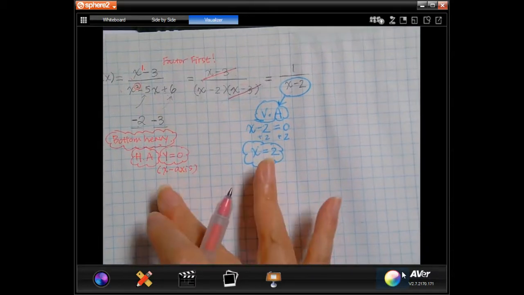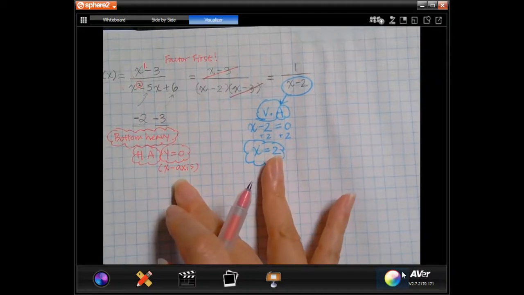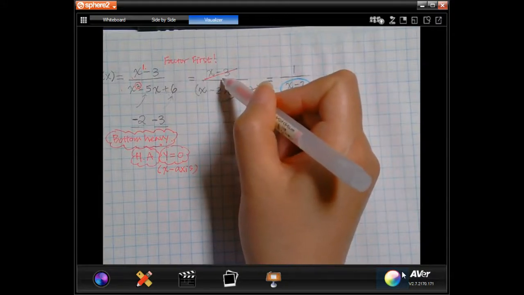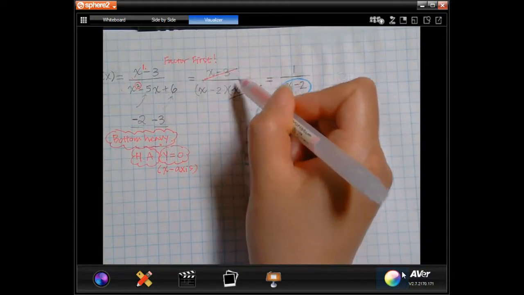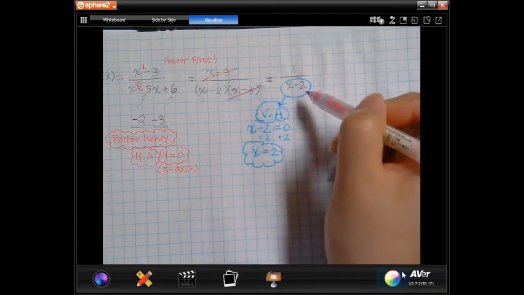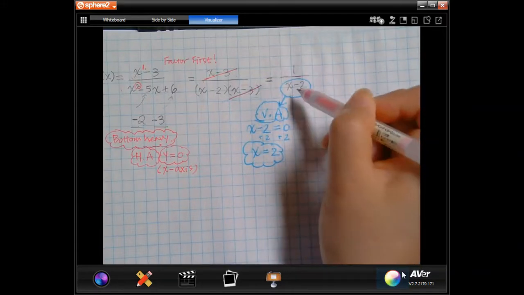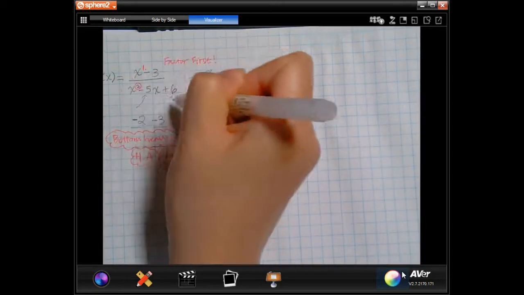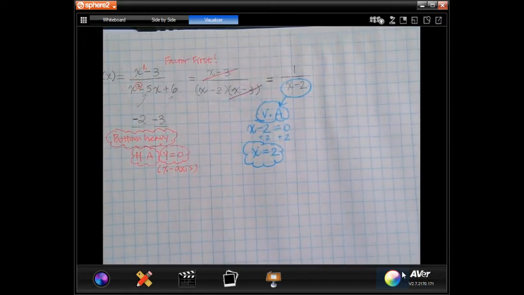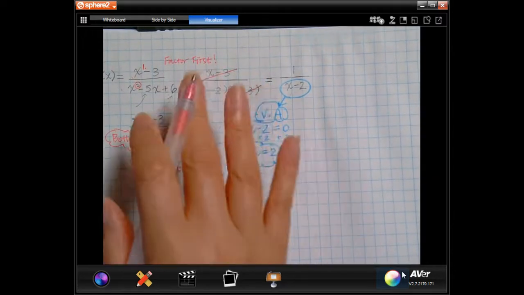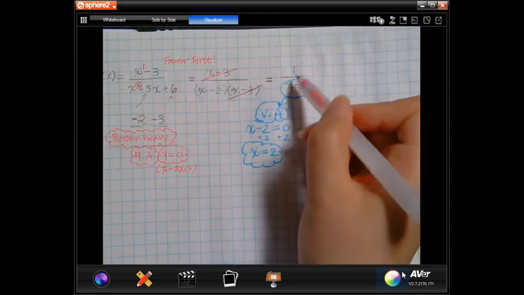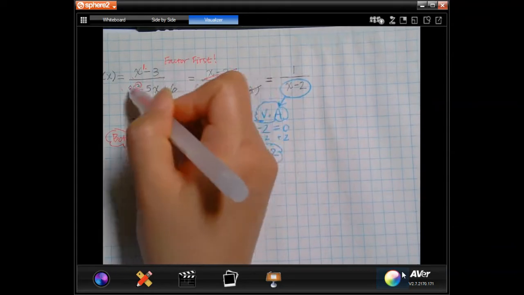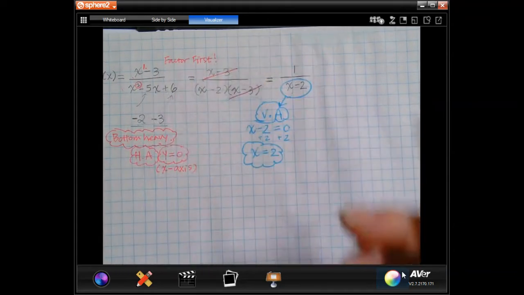Okay, and now two key features here. Then there's one more. Because we happen to cancel x minus 3 top and bottom, we came up with this simplified fraction here. But this is not the same as the expression that we were originally given. So there must be some difference between 1 over x minus 2 and the original x minus 3 over x squared minus 5x plus 6.